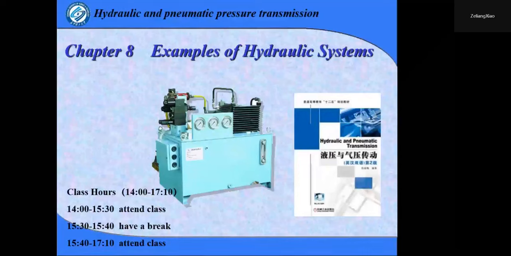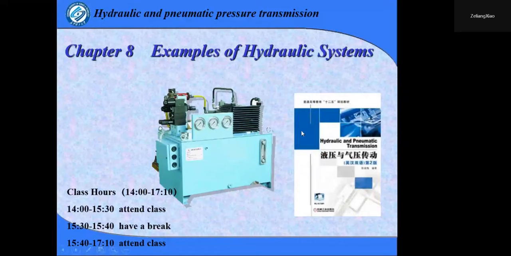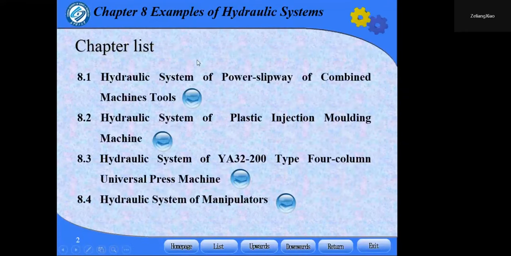Here are some examples of hydraulic systems, and we will learn about how the hydraulic system works. The first is the hydraulic system of a power slide for combined machine tools. Second, the hydraulic system of a plastic injection molding machine. Third, the hydraulic system of the Y32 four-column universal hydraulic press. The last one is the hydraulic system of loaders.